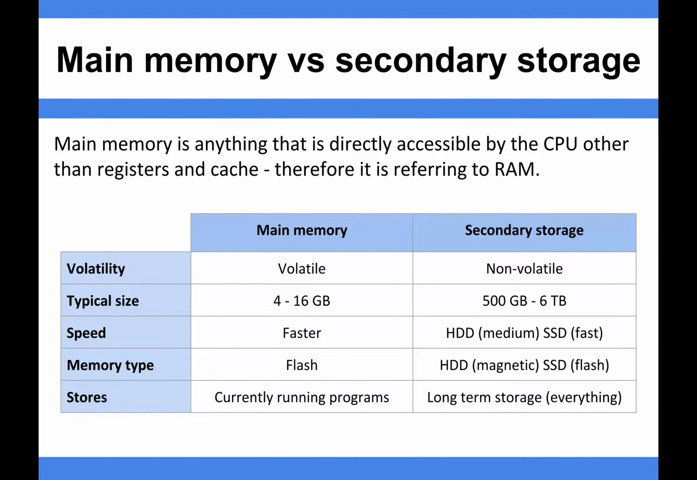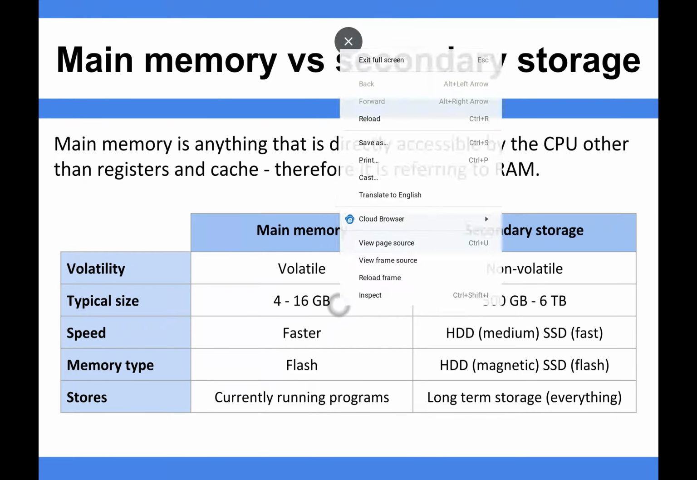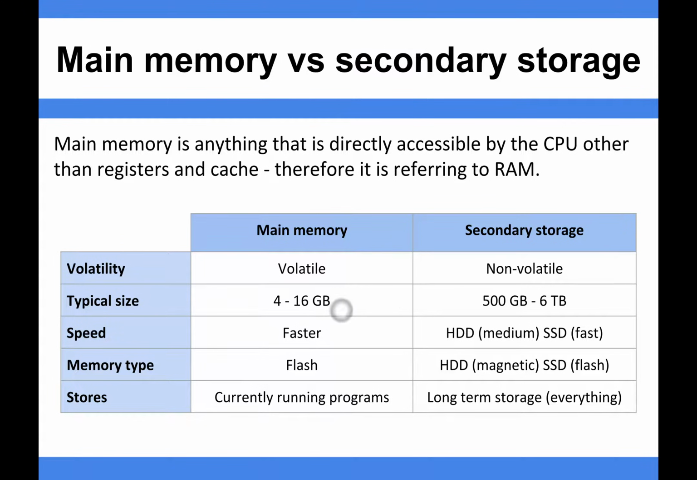Typically size: currently, when creating this video, RAM is typically 4 to 16 gigabytes, whereas secondary storage can be 500 gigabytes to about 6 terabytes. So secondary storage is your long-term storage for storing much, much more data, but RAM is your faster access storage for currently running programs. So RAM stores your currently running programs. Secondary storage stores everything long term, and it will store it when the power goes off. RAM, it disappears.